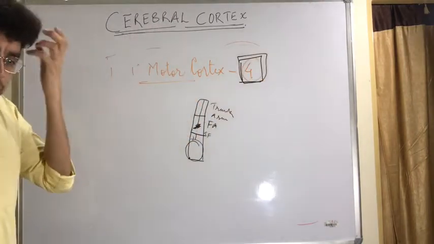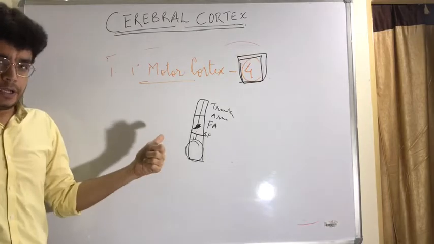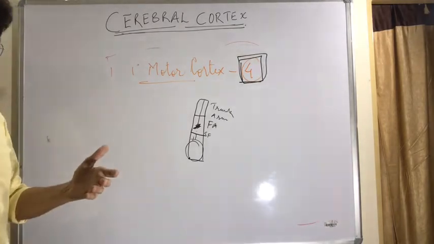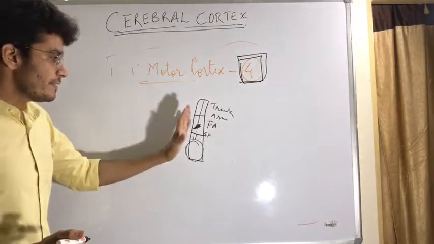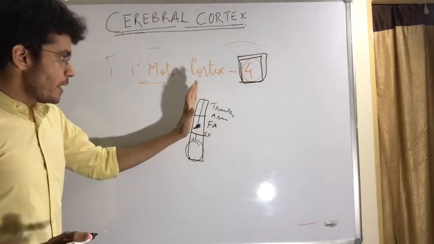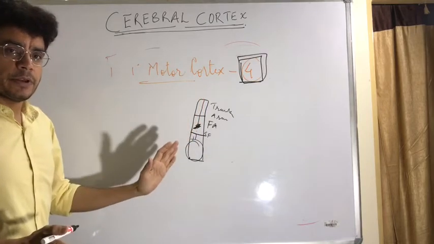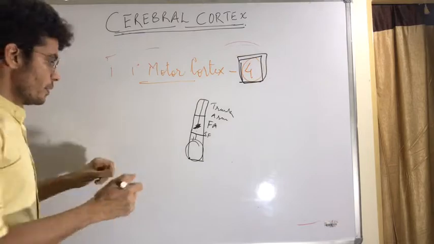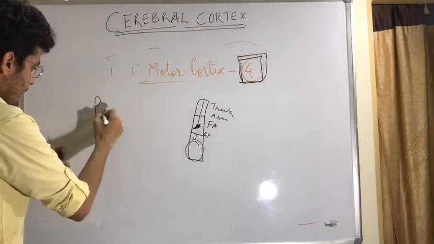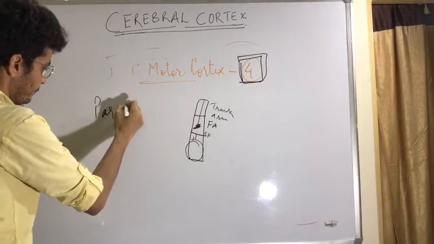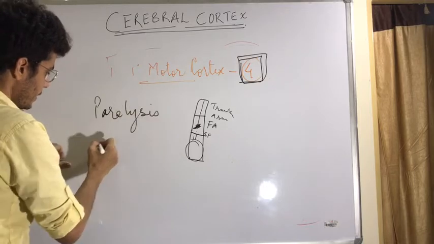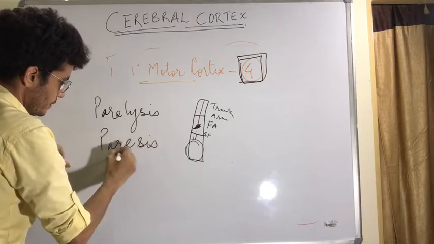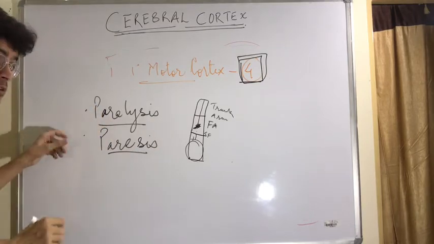It is concerned with voluntary movement that we covered in the motor system, to perform any voluntary movement. So if there is any lesion in this primary motor cortex, then depending on how severe the lesion is, there are two terms. One is called paralysis, right? And the other term is called paresis. There is a subtle difference between these two terms.